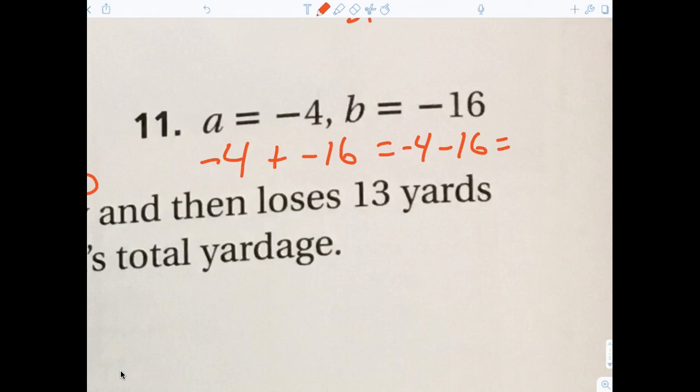Because you got it right, you were the only one, you get to go first. What do you think the answer is? I got negative 20. And what did you get? Negative 20. Hold up. Thomas, what did you get? I got negative. Good. What'd you get?